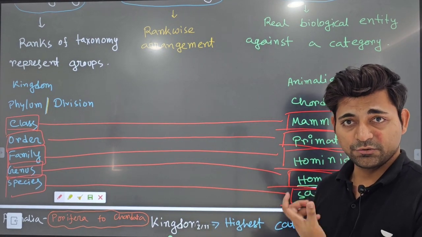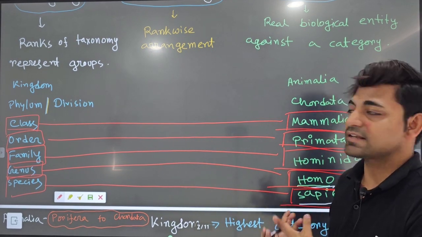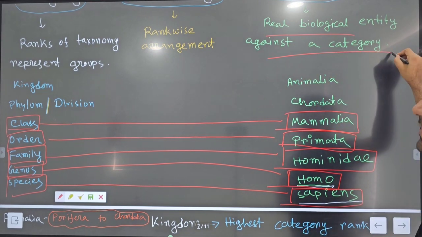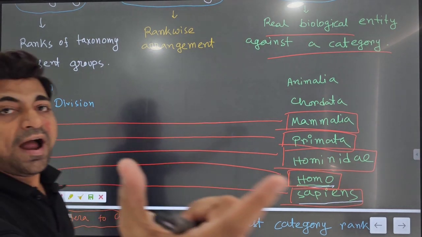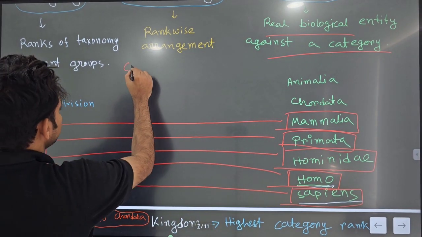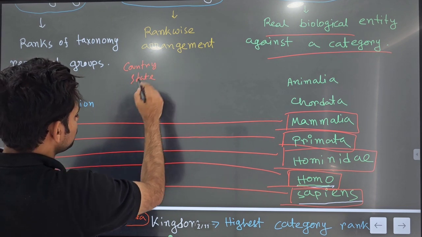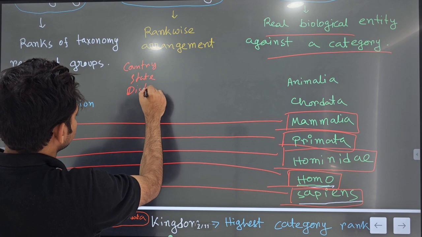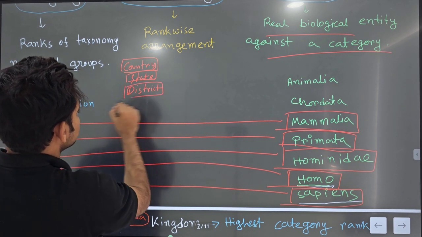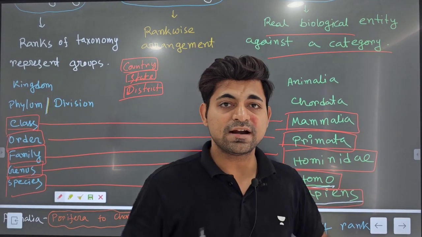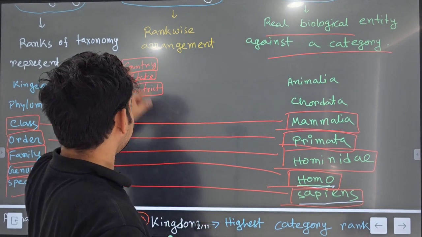With one example, do not confuse between categories and taxons. Taxons are the real biological entities. For example, I am making it a bit clear to you. If I ask you your address, I will ask what is your country, then what is your state, then what is your district, right? So country, state, district, these are the categories of your address. Country is the highest rank holder, district is the lowest rank holder here. So these are called categories.